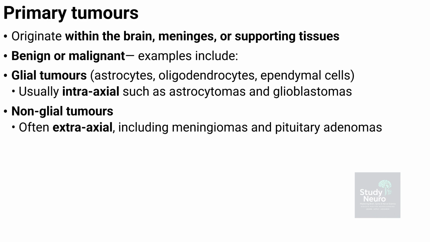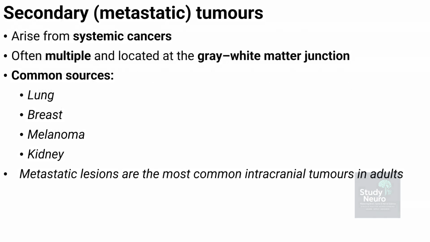Non-glial tumors develop from structures outside the brain parenchyma, such as the meninges, cranial nerves, or pituitary gland. They are usually extra-axial, with common examples including meningiomas, schwannomas, and pituitary adenomas. Recognizing whether a tumor is glial or non-glial guides diagnosis, imaging interpretation, and treatment planning.